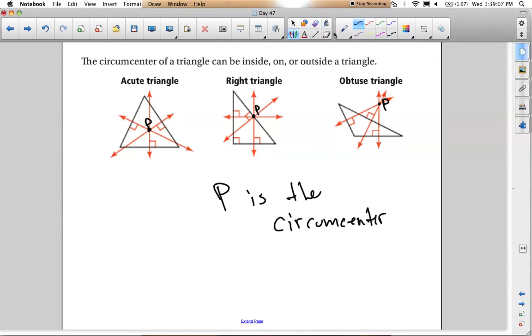So remember, since C is the circumcenter, we know that P to each angle is going to be congruent. So there's my blue lines. P to each angle is going to be congruent. So there's P to each angle. So all those blue lines are going to be equal to each other.